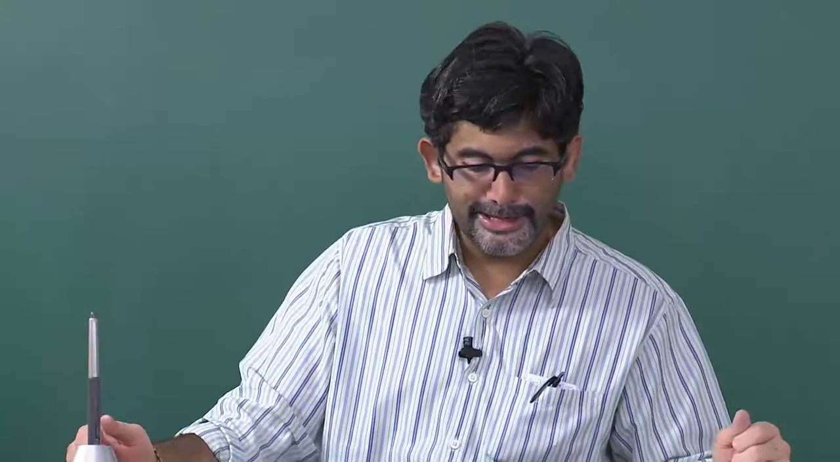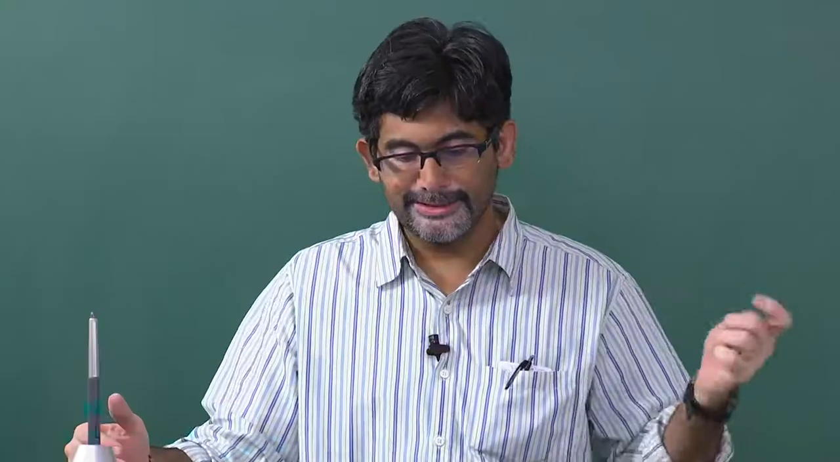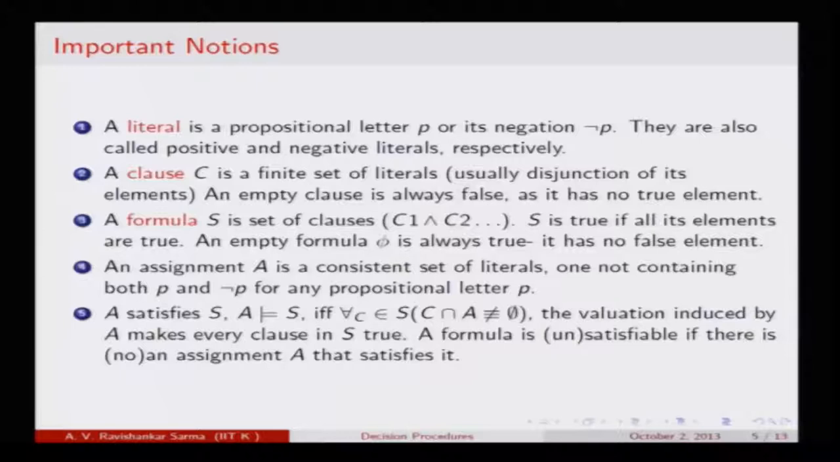So the valuation induced by A makes every clause in S true, and only then is the whole formula going to be true, because it is in the conjunctive normal form. Each of C1, C2, C3 has to be true, so that your conjunctive normal form is true. Now a formula is unsatisfiable if there is no assignment A such that the formula is going to be true. These are common things which we already know. One has to ensure that there is no empty clause. If an empty clause is there, the formula is going to be false, but an empty formula is always going to be true.